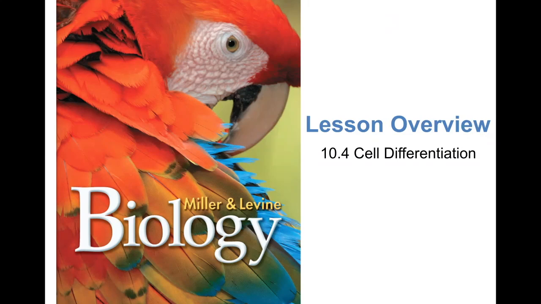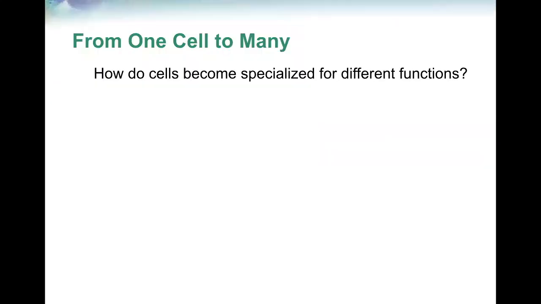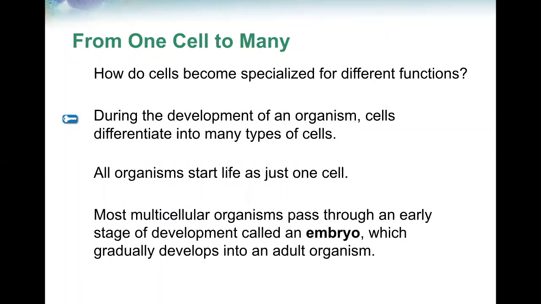Cell differentiation. How do cells become specialized for different functions? During the development of an organism, cells differentiate into many types of cells. All organisms start life as just one cell. Most multicellular organisms pass through an early stage of development called an embryo, which gradually develops into an adult organism.